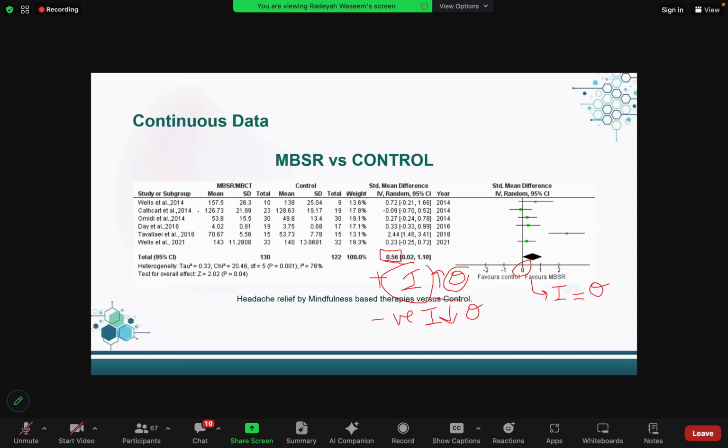MBSR is basically mindfulness-based therapies, okay? So this was basically mindfulness-based therapies in controlling headaches, and assessing the impact on headaches. So this value is positive, which means that intervention increases the outcome, which means that MBSR or mindfulness-based therapies increase the headache relief compared to control. Is this statement clear? This is positive, which means that MBSR, the intervention group, increases the headache relief compared to our control group.